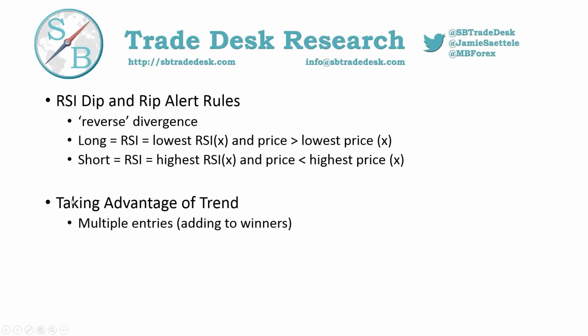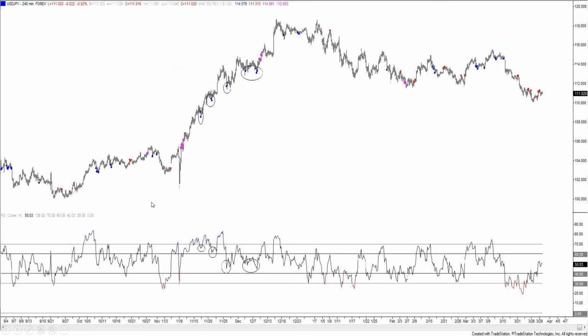Now, what about taking advantage of trend? That means two things to me. It means taking more out of the move. In other words, let's just say that from this breakout point, call it 105, up to 118, that's 1,300 pips. Taking advantage of the trend is trying to take actually more than 1,300 pips of the move.